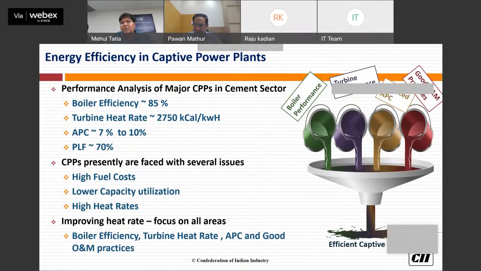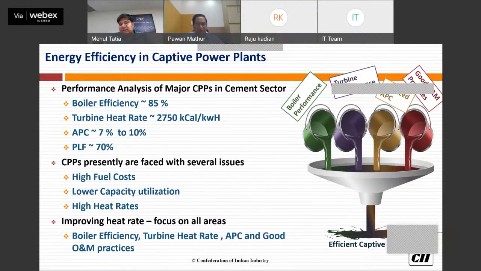Energy efficiency, as we all know, is really important for captive power plants, especially in these scenarios. We did a quick analysis of the performance. What we have observed is that the boiler efficiency is pretty good and lies in the average range of around 85%, where the CFBCs are on the little higher side, 86, 87 also. While the AFBC boilers have a little lower boiler efficiency in the range of, let's say, 82, 83 as well. The turbine heat rate is in the range of 2750.